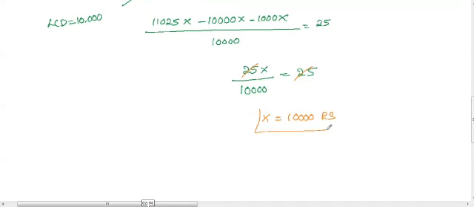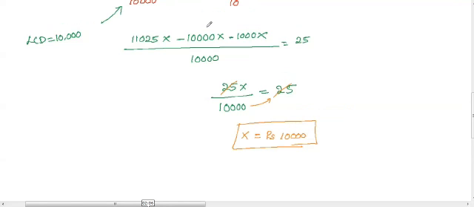₹10,000. So we can conclude that the sum is 10,000 rupees.